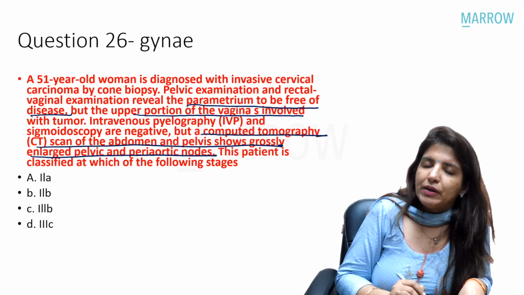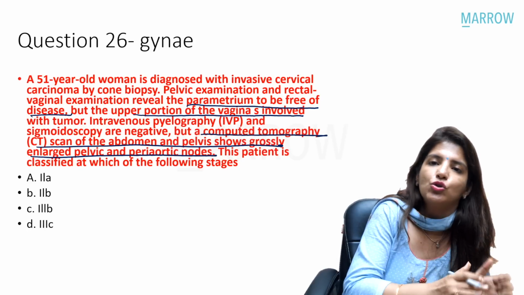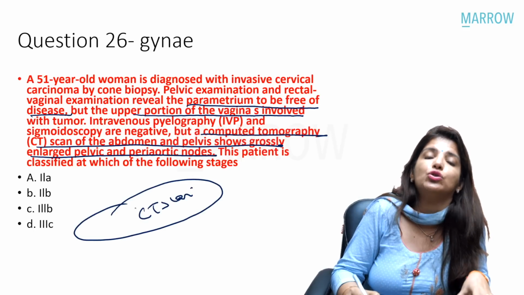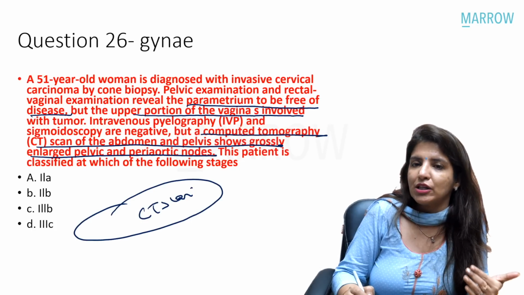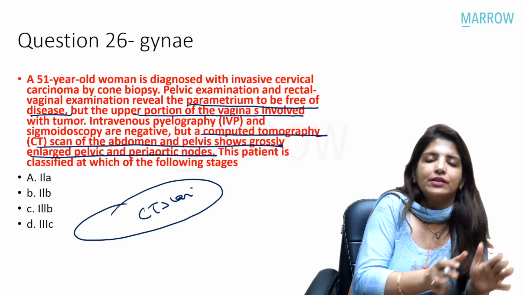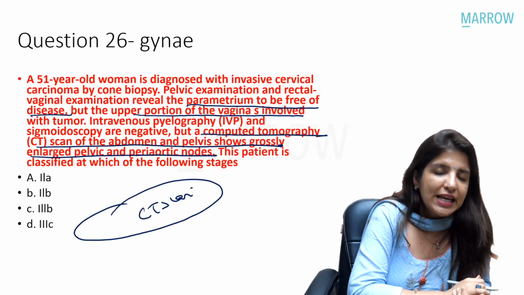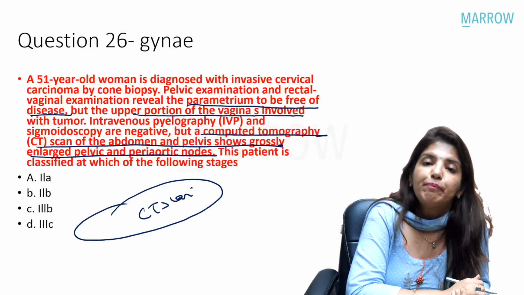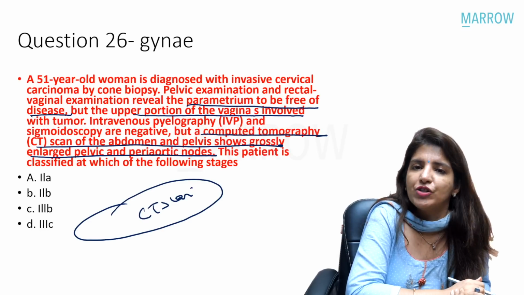Please remember that as per the new FIGO staging of cancer cervix, CT scan is now a method used for staging. Earlier, CT scan was not used as a method for staging of cancer cervix, and the results of CT scan did not alter the stage. Now over here, we are seeing that the upper part of vagina is involved. So in which stage is the upper part of vagina involved?